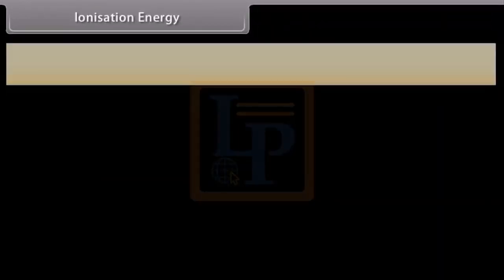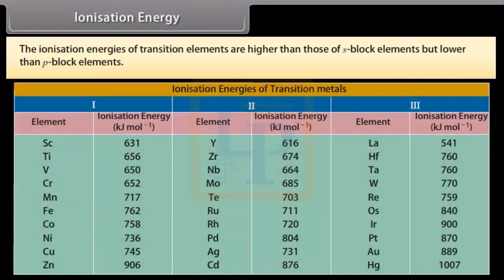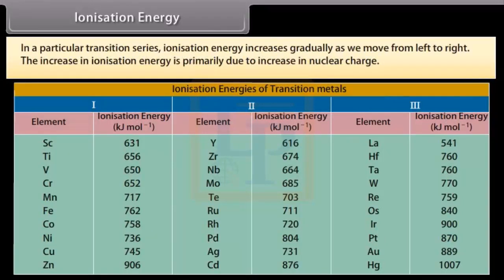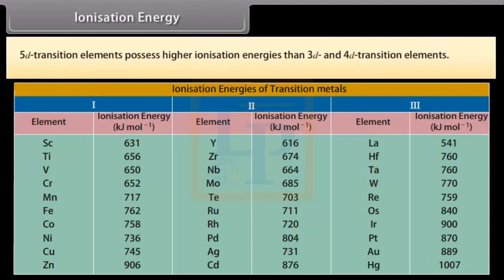Ionization energy. The ionization energies of transition elements are higher than those of s-block elements but lower than p-block elements. In a particular transition series, ionization energy increases gradually as we move from left to right. The increase in ionization energy is primarily due to increase in nuclear charge. 5d transition elements possess higher ionization energies than 3d and 4d transition elements. This is due to the greater effective nuclear charge in these elements because of the ineffective shielding of the nucleus by 4f electrons.